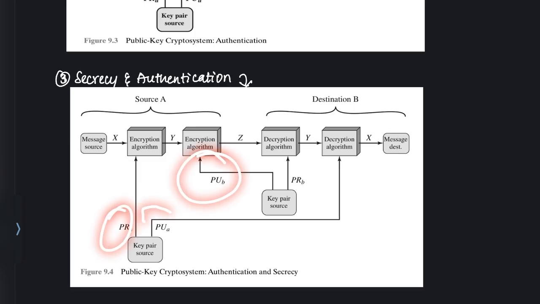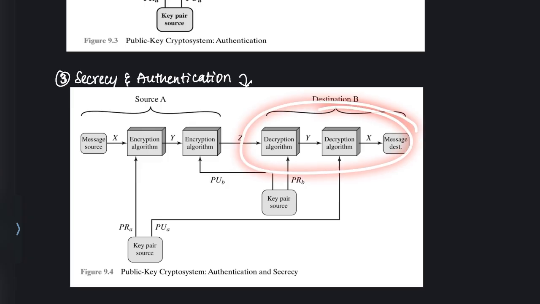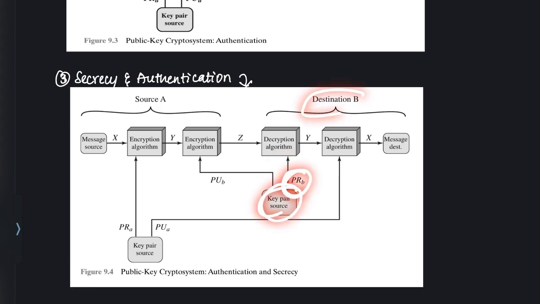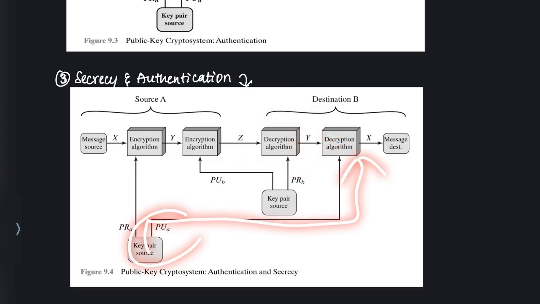So here it was PRA, here it is PUB. After that, I'll have the ciphertext Z. It is the final ciphertext that will have both authentication and confidentiality. Then it is transferred to B. On B's end, for the first decryption, B will make use of the private key of B. By this we can be sure that only B is accessing the ciphertext. The next step is the second decryption, where he'll make use of the public key of A.